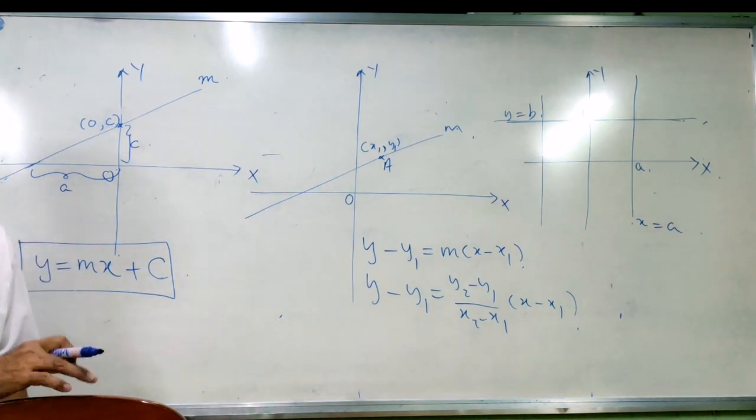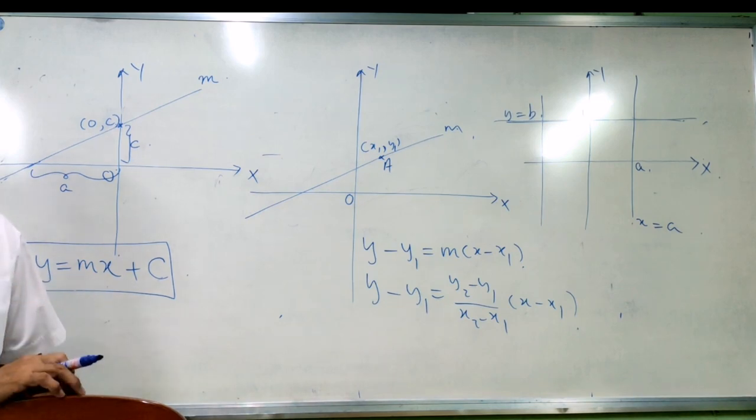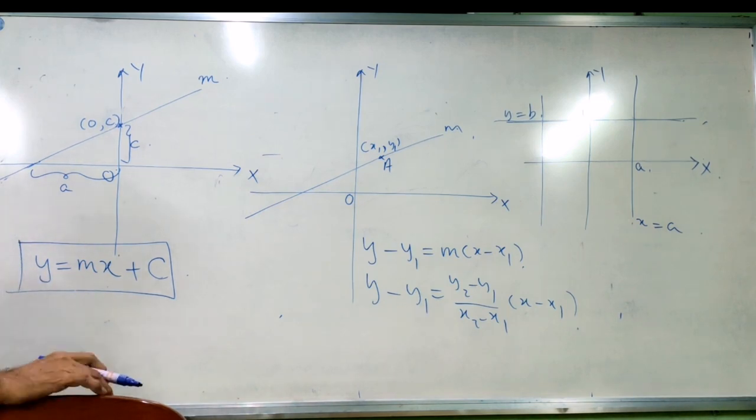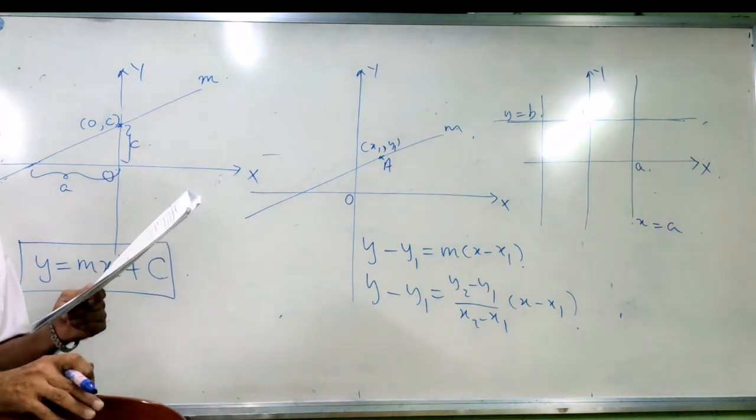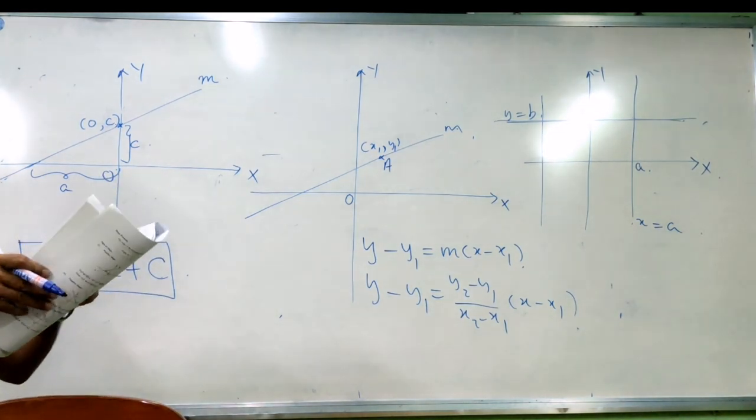X will be 0 here, y will be 0 here. The line equation is the same, both are the same.